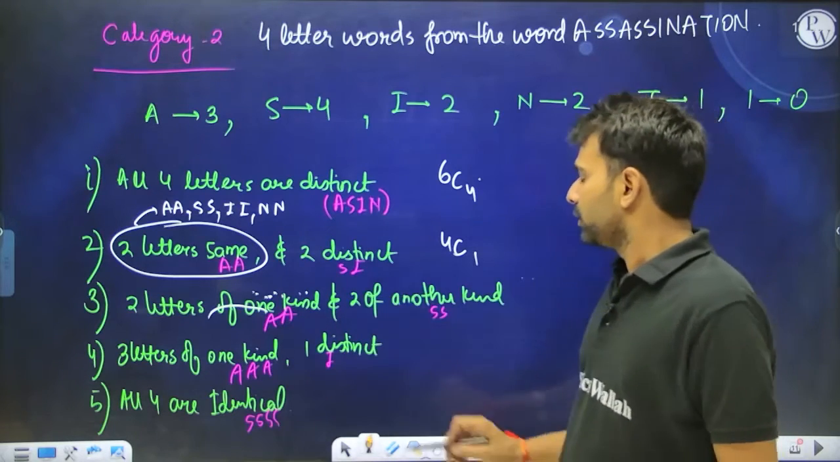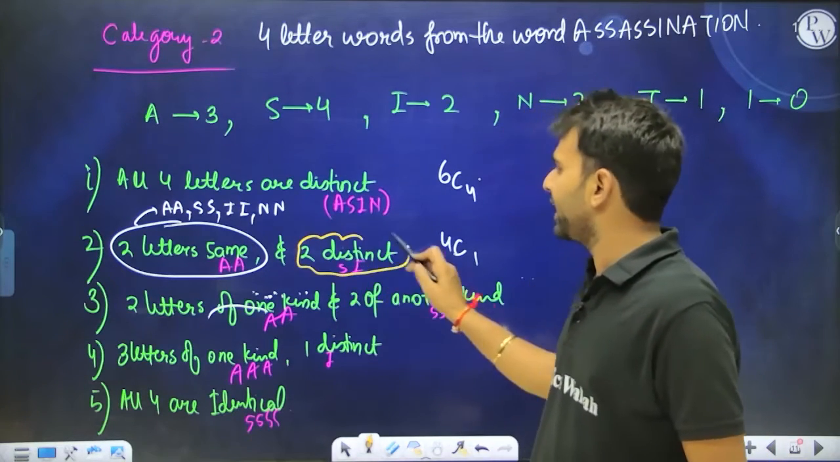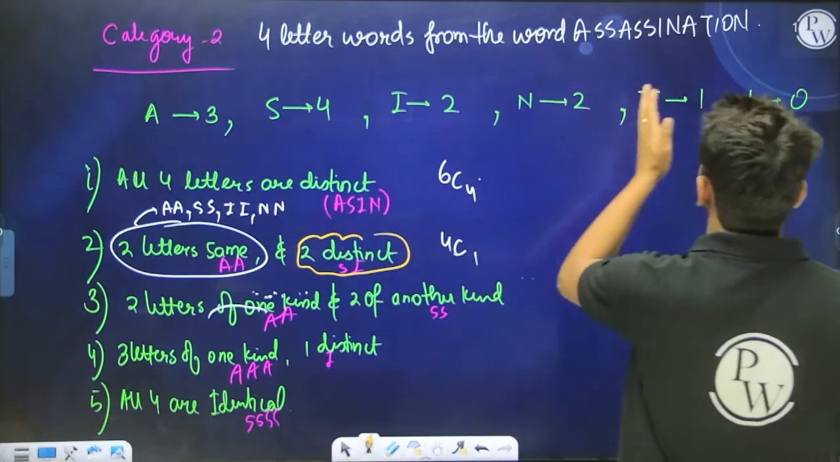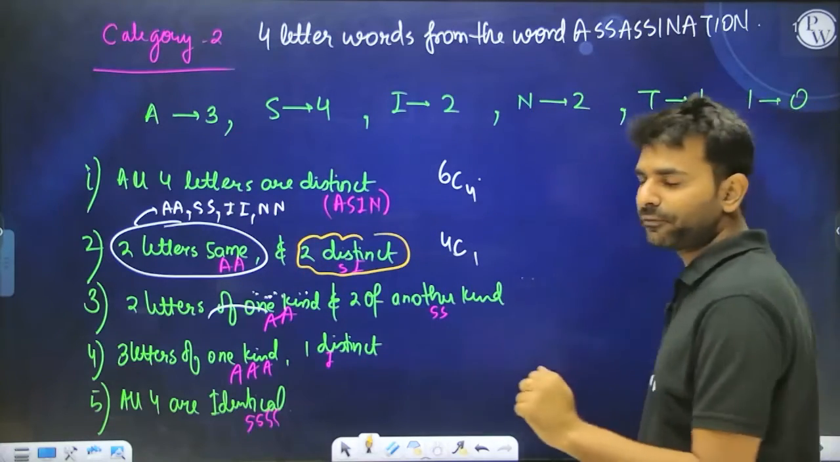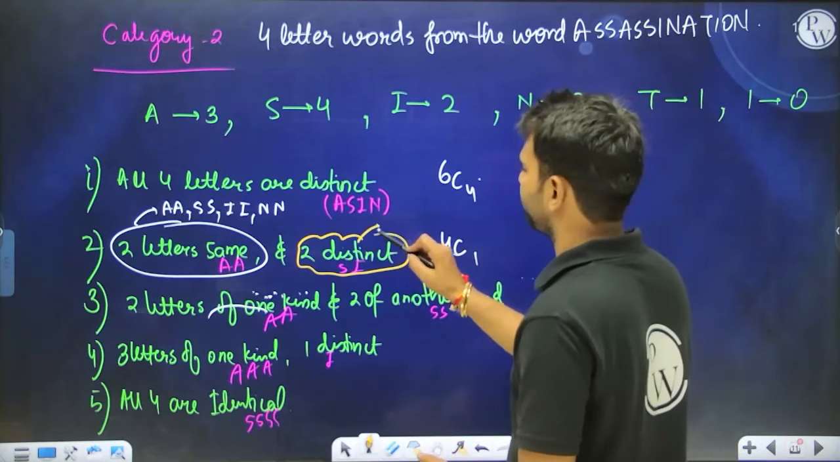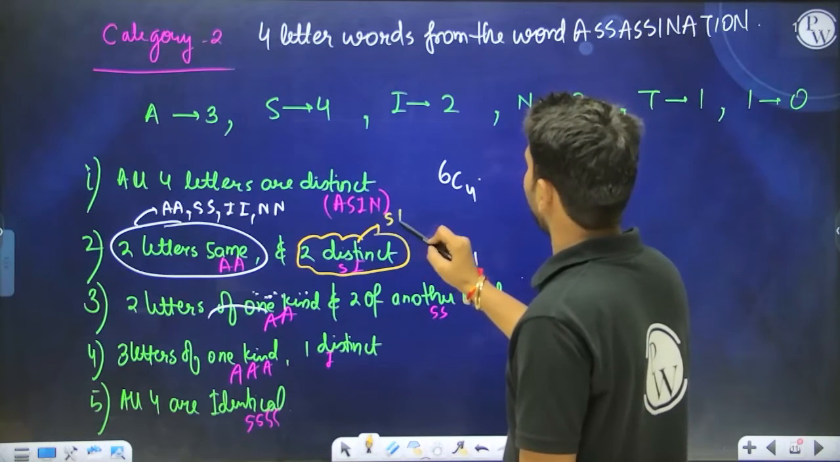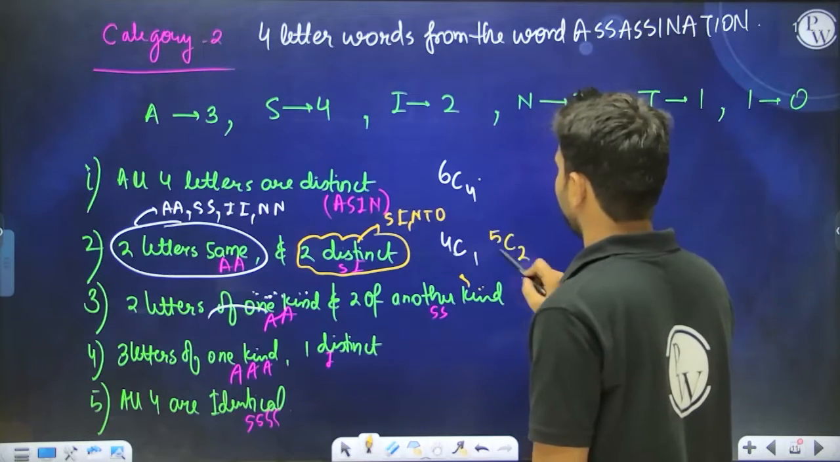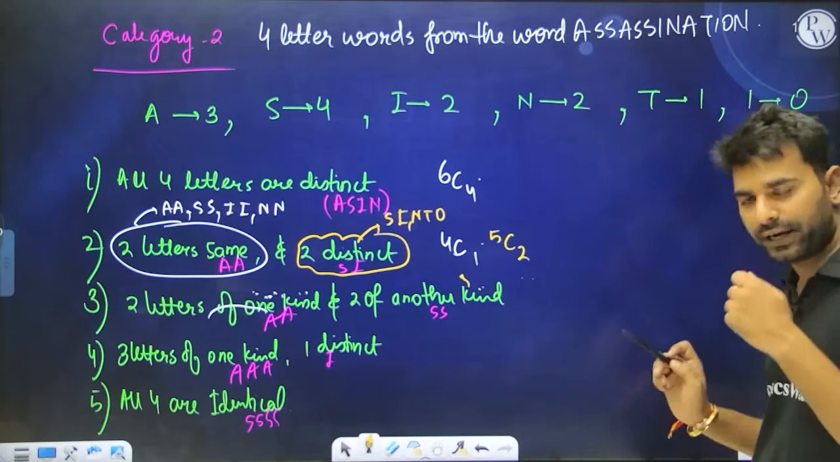Okay, and two distinct things I need to select. Let's say I have taken AA. Then SINTO, these are the 5 things available for me to take two distinct things. So 5C2 is the number of ways of selecting two distinct things. Okay, we are done.